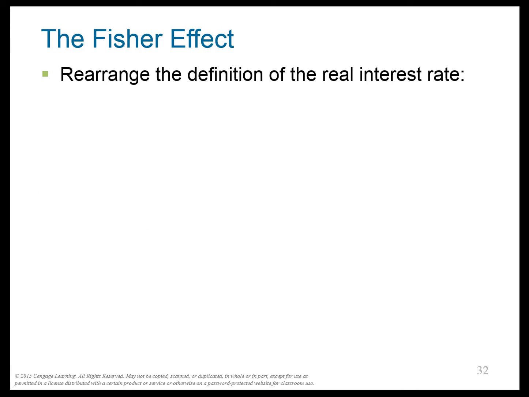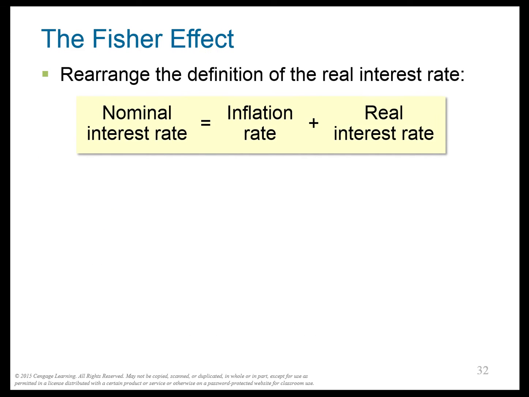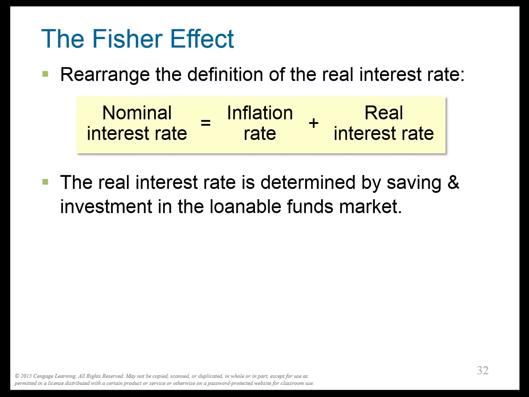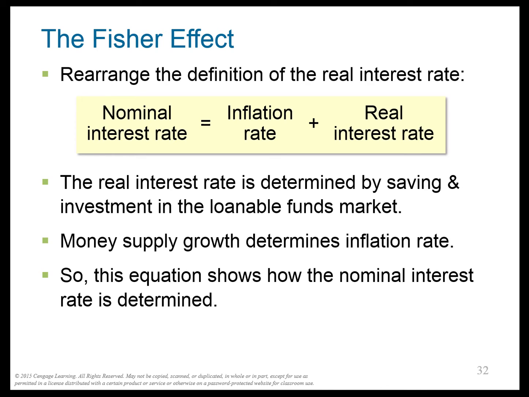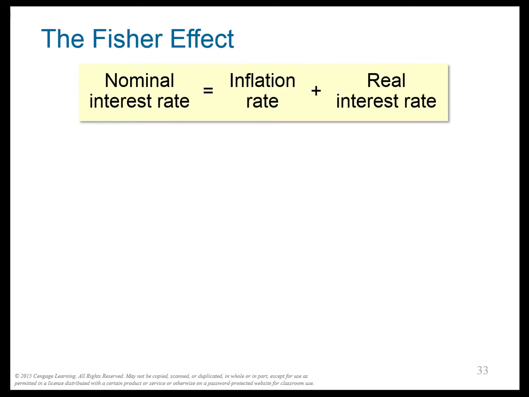Let's talk about this thing called the Fisher effect. The nominal interest rate is equal to the inflation rate plus the real interest rate, right? So the real interest rate comes from the market for loanable funds. Remember that supply and demand curve that we drew a couple chapters ago? And then, of course, the inflation rate is determined by money supply growth. So the nominal interest rate is determined by the addition of those two variables.